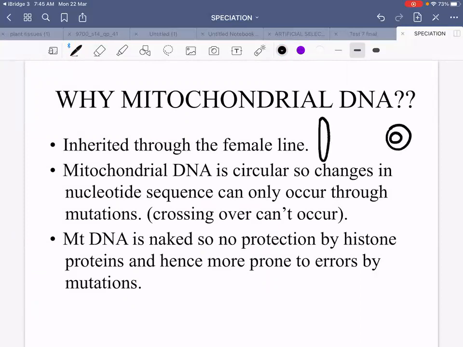Crossing over के लिए it's a must के the DNA should be linear. ऐसे होती है ना crossing over. तो circular में तो नहीं हो सकती crossing over. अच्छा, so if any change is happening in the mitochondrial DNA, it is only due to mutations.